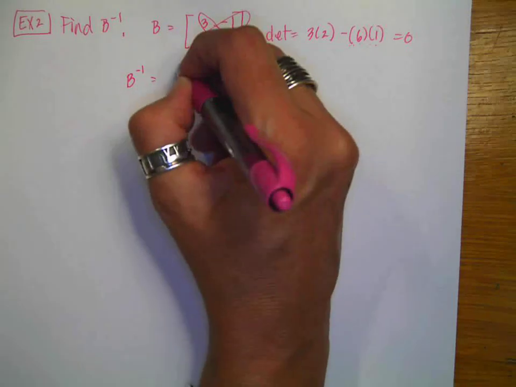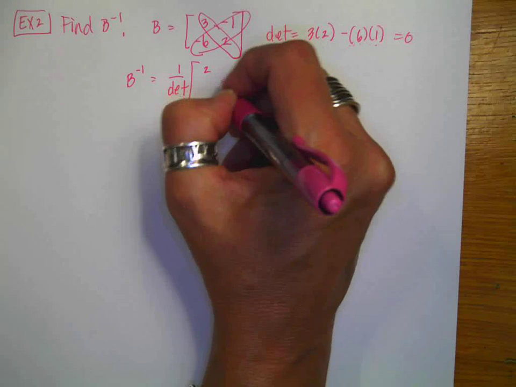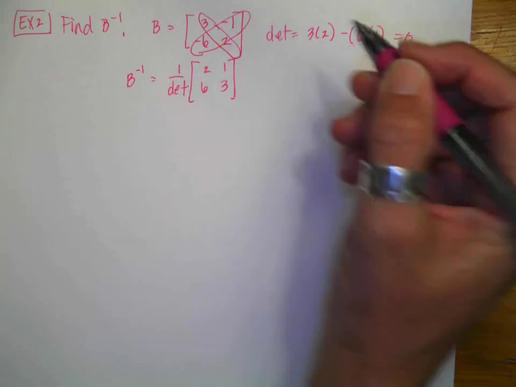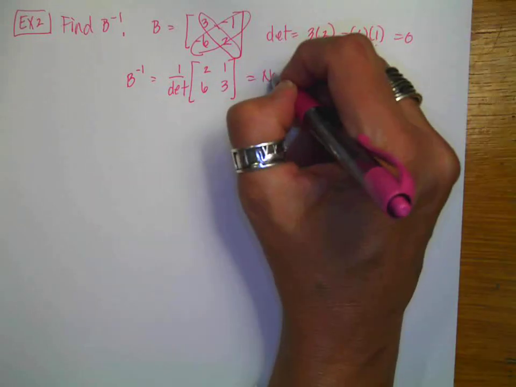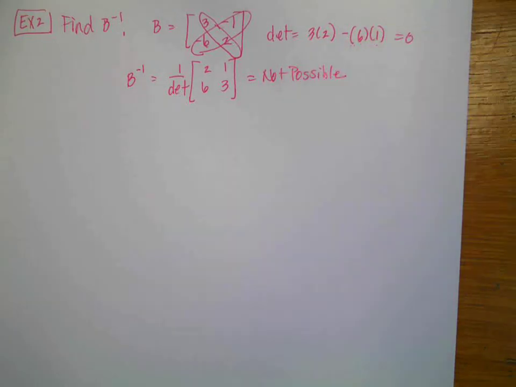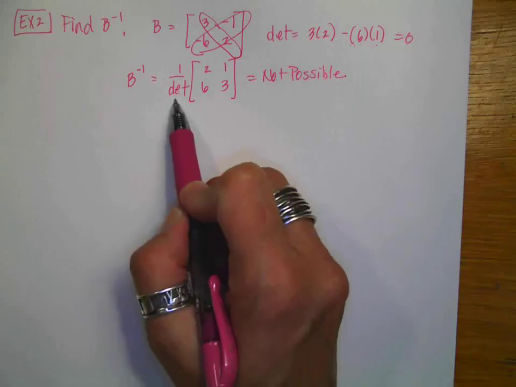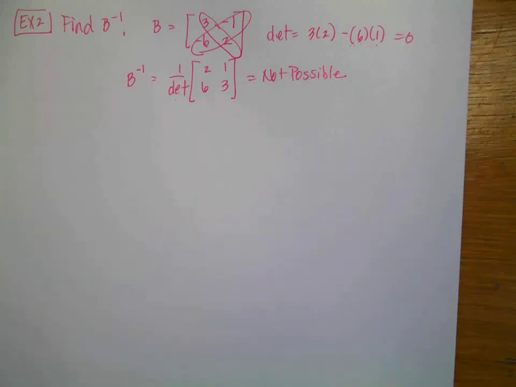Therefore, when I try to do my inverse, it's 1 over the determinant times 2, 3, 6, and 1. It is not possible. So there are times when you can't take the inverse because the determinant is 0. We can't divide by 0 because the world would explode.